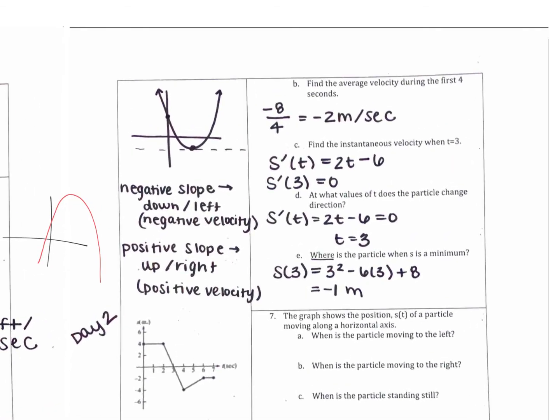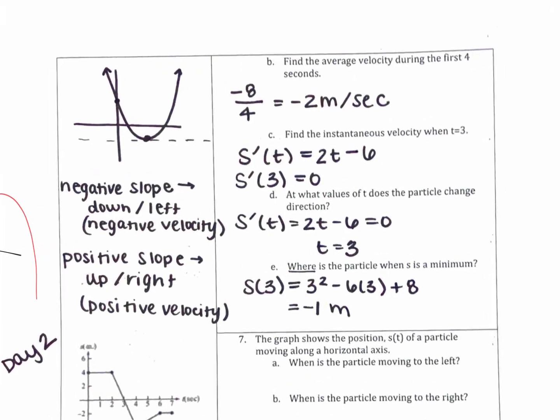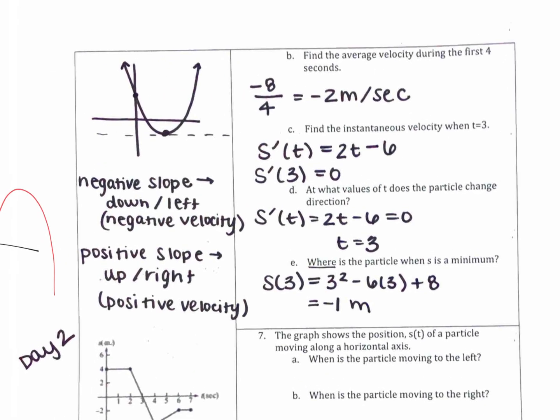All right, we'll do part B here, and then number 7 we're going to carry on with the next video because I don't want this one to go too terribly long. Find the average velocity during the first 4 seconds. Well, we know the displacement was negative 8. We know the time, so we have the change in position over the change in time. We can get negative 2 meters per second.